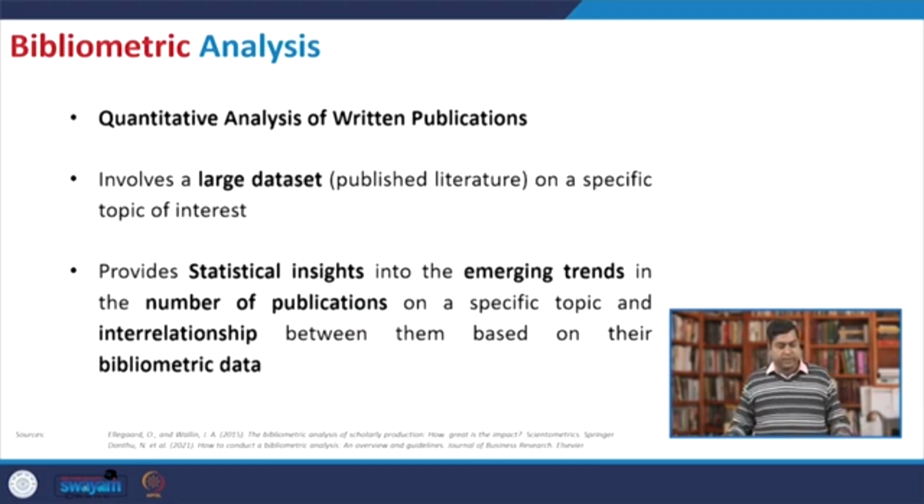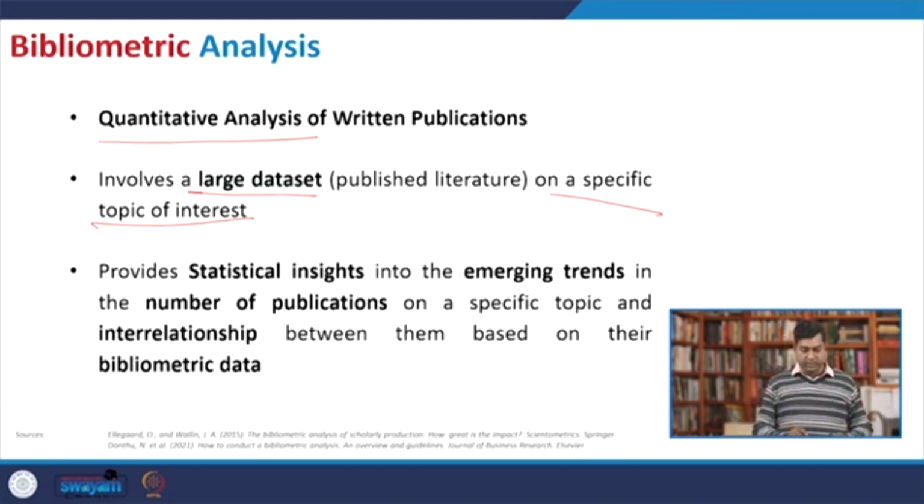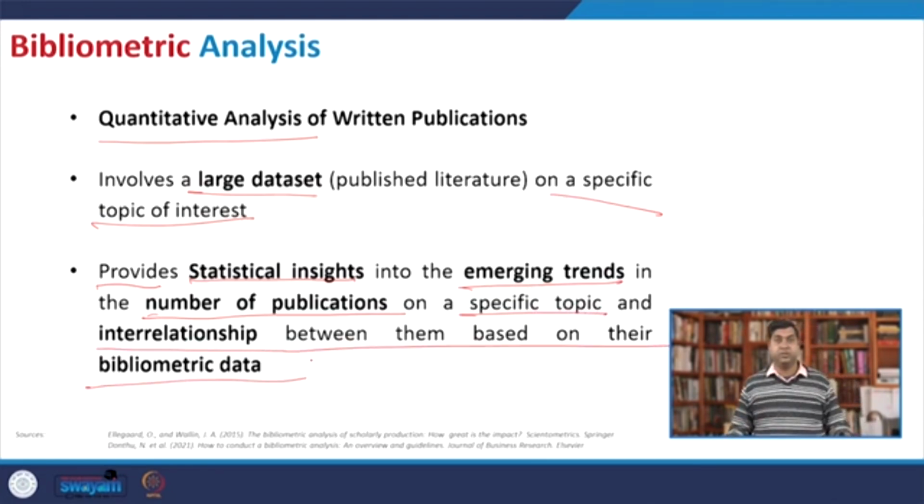Now, in this case what we are doing is a quantitative analysis of written publications. It involves a large data set of published literature on a specific topic of interest. Filtering of the papers that you want to review finally, that anyway you need to do. After that, when you have your data set fixed, then you can do this particular analysis. It provides statistical insight into the emerging trend, the number of publications on a specific topic and the interrelationship between them based on their bibliometric data. So, this is very interesting.